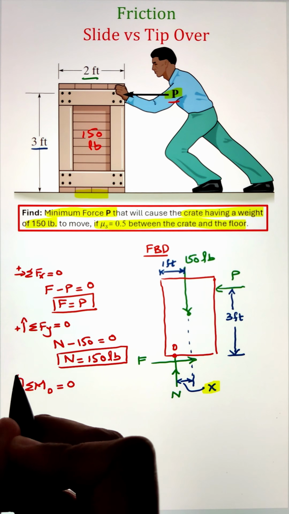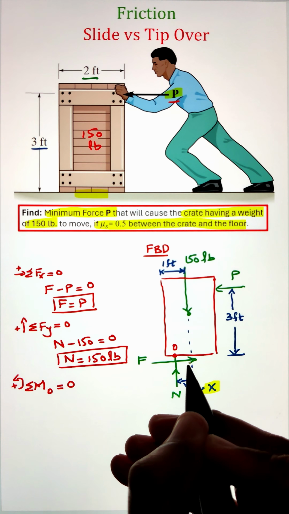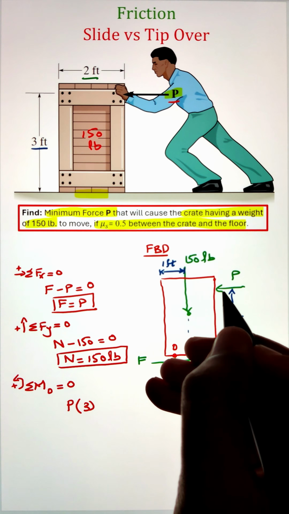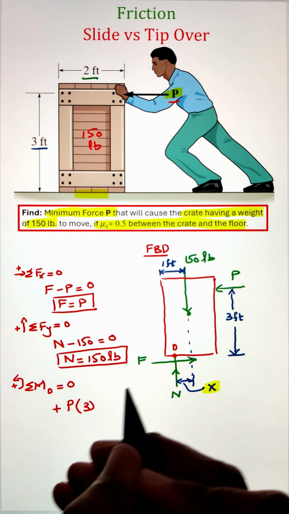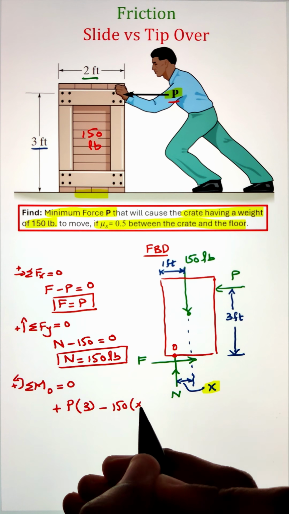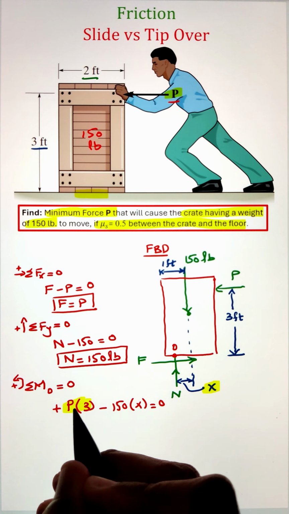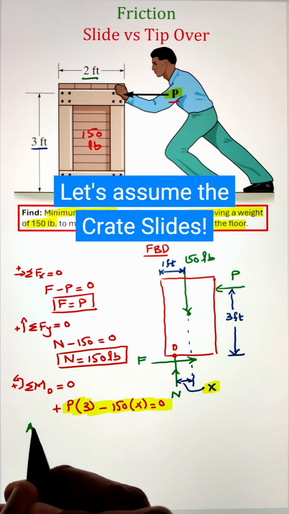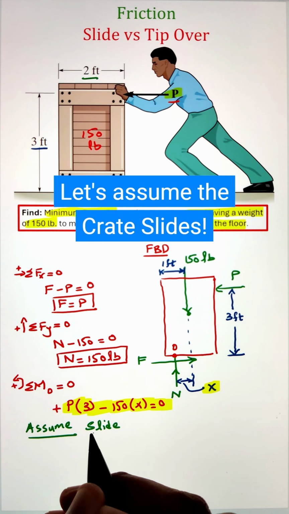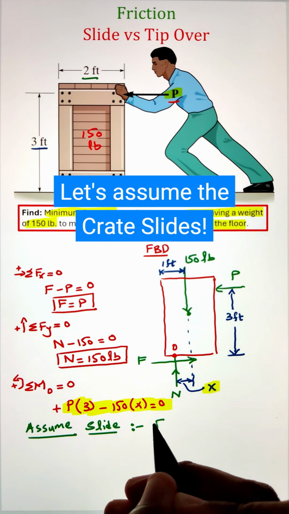Finally, our third equilibrium equation can be applied at the location where the normal is acting, that is at point O. So doing the summation of moment at point O equals 0, force P is going to create a counterclockwise moment with a moment arm of 3, whereas the weight 150 is going to create a clockwise moment with a moment arm of x as shown in the figure. Now forces F and N won't create any moment because they are passing through the point O.